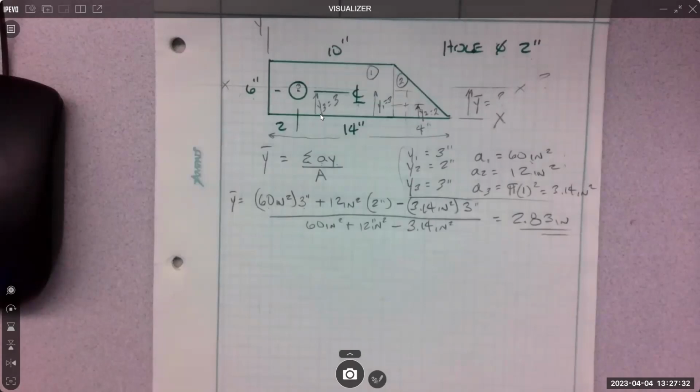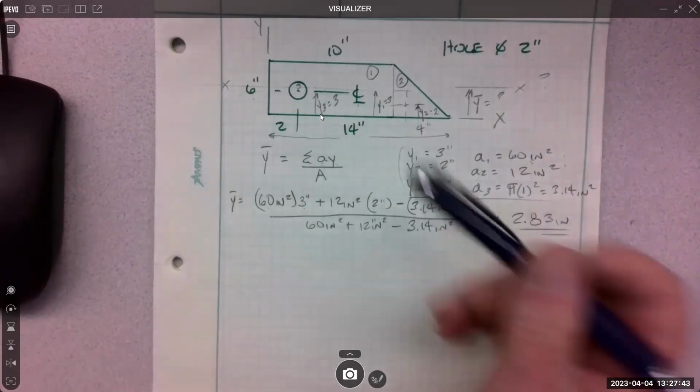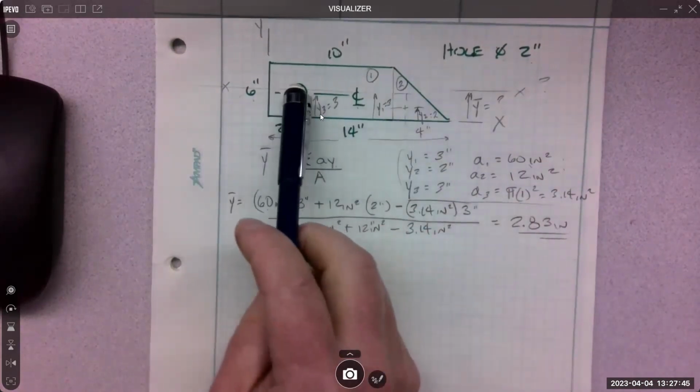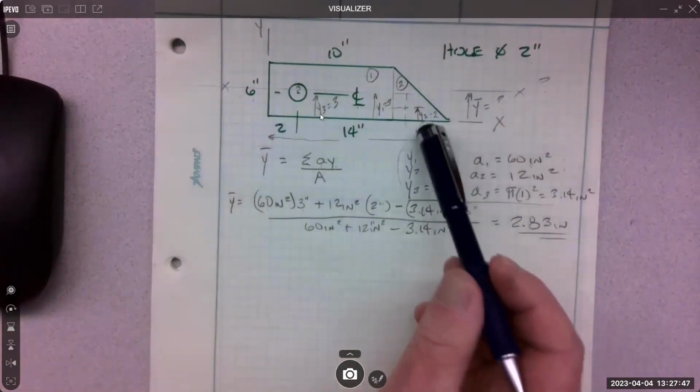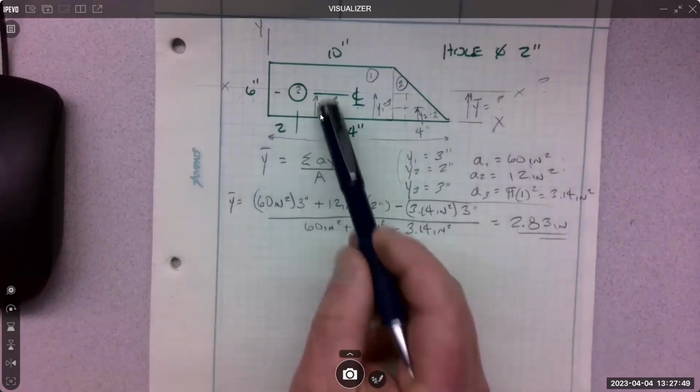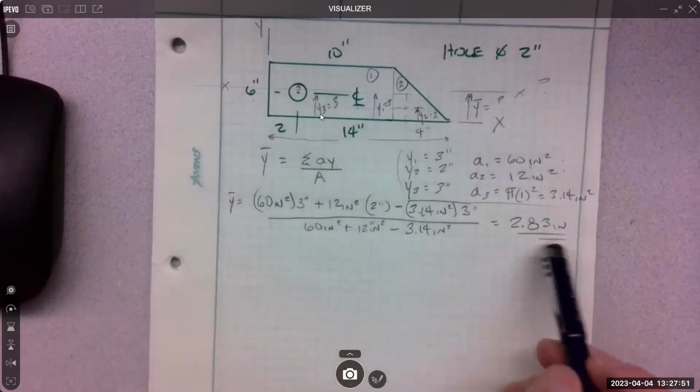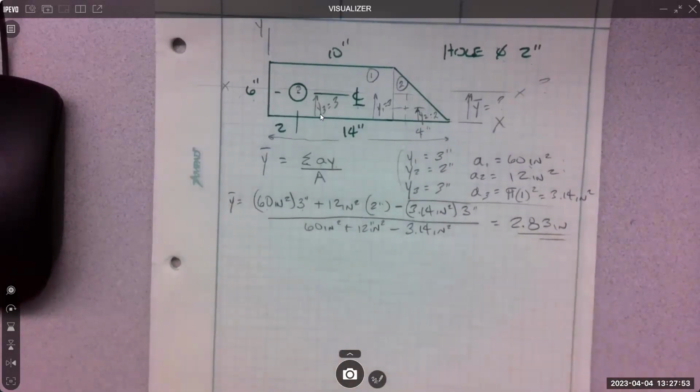Anyone else get that number? Yeah. Get my number? Good. That means there's a high probability we got it correct. So the rectangle was at 3. The triangle is down closer to 2, and then the hole is back up at 3. So it does make sense that it's like in the 2.83 region. So you logically look at your answer and say, oh, that makes sense.